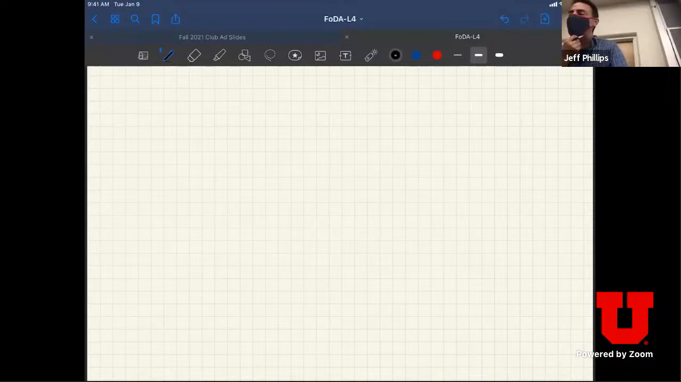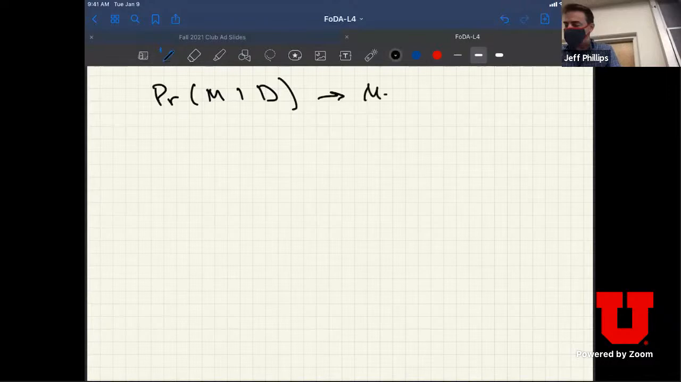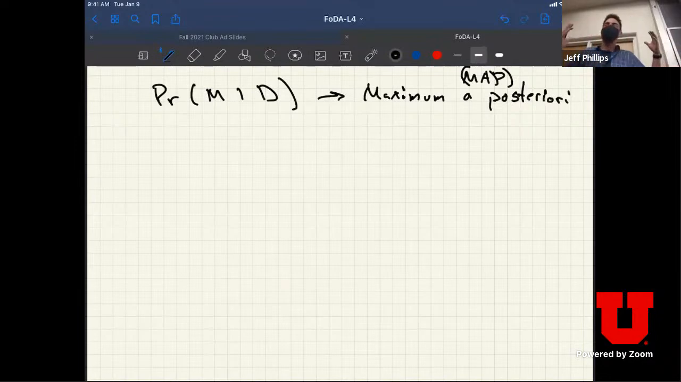So now we're going to be looking at this again, the probability of the model given the data. We're going to look at what's called a maximum a posteriori estimate, often just called a MAP estimate. This is kind of an example of what we just did in the previous problem, but we're going to talk about this more generally.